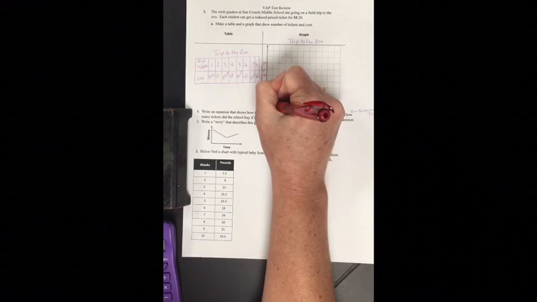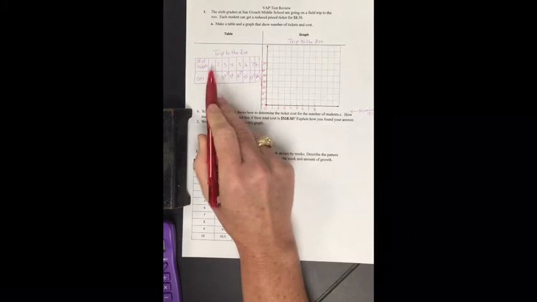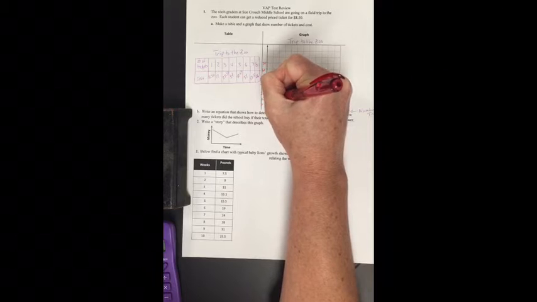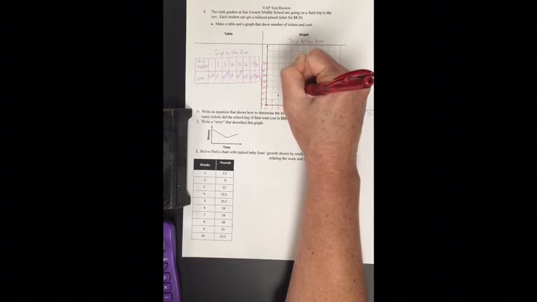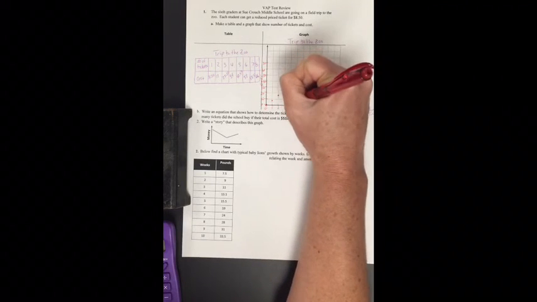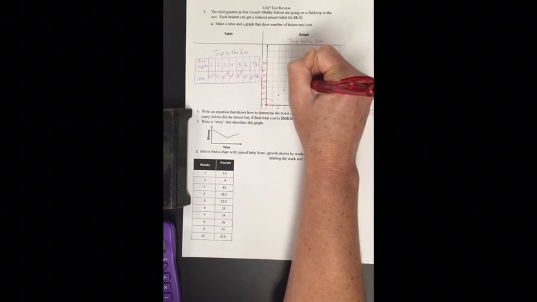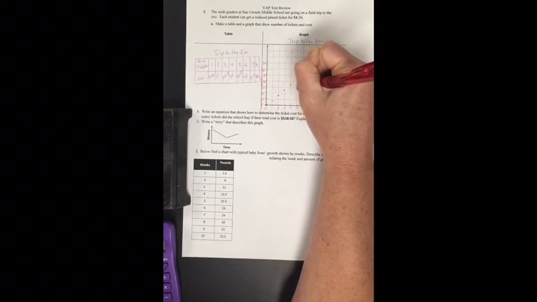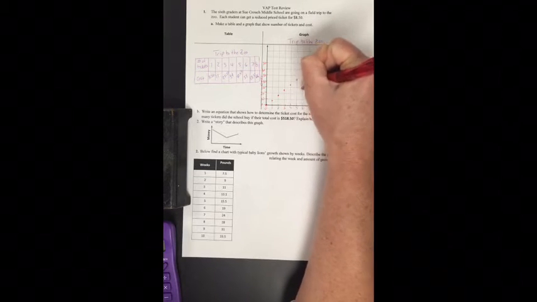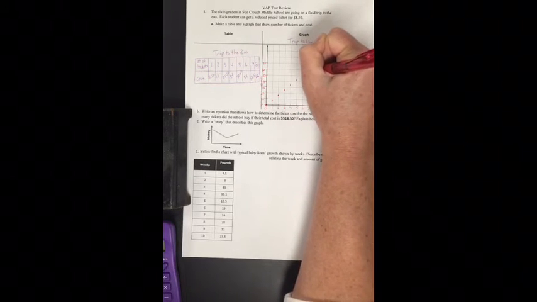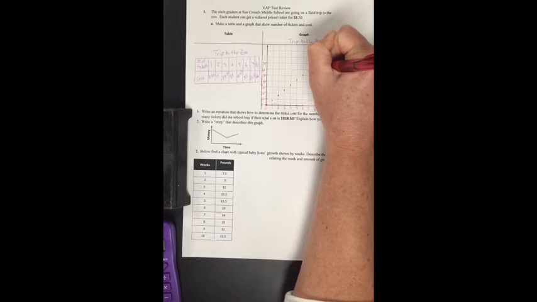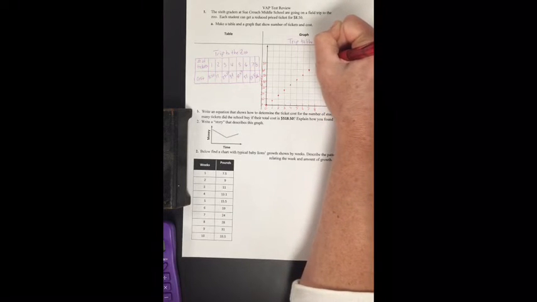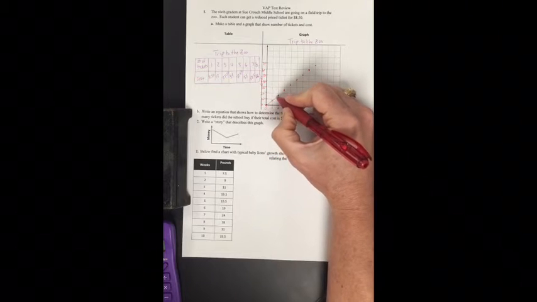So we start out with 0 tickets is $0. We have 1 ticket at $8.50. So probably be right in here somewhere. 2 tickets is $17. 3 tickets is $25.50. 4 tickets, $34. 5 tickets is $42.50. 6 tickets is $51. 7 tickets is basically $60, $59.50. 8 is $68. And we call this a consistently increasing line.